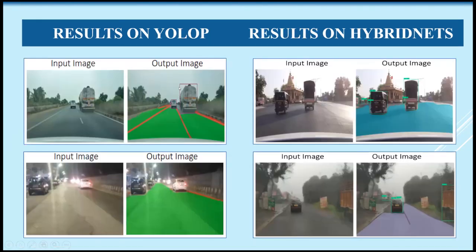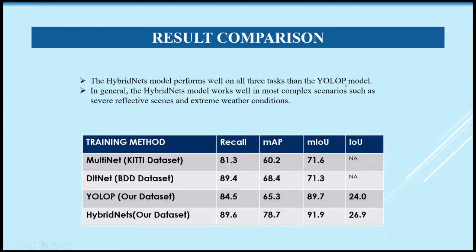So these are the results that were obtained using these 2 models. Here the green area is the drivable area, the red lines are lane lines, and the bounding box is created using this red box for the YOLOP model. Also the same for the HybridNet. So as we compared the results of both the models, YOLOP and HybridNet perform well on the custom dataset that we have created.